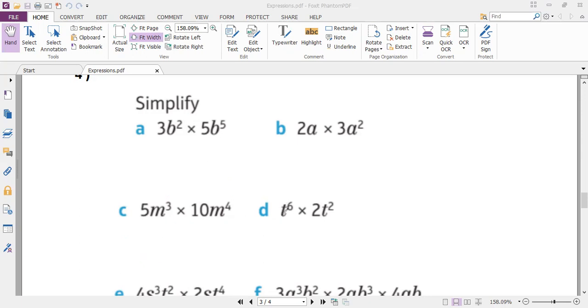The next one, it's t raised to the power of 6 times 2t raised to the power of 2. Let's analyze it. It's 1 t raised to the power of 6 times 2 t raised to the power of 2. So 1 times 2 equals 2. Write t and then add powers. 6 plus 2 equals 8.